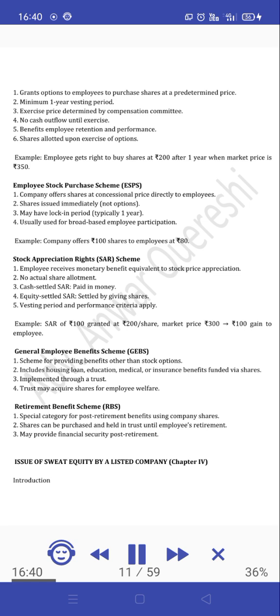General Employee Benefits Scheme, GEBS. 1. Scheme for providing benefits other than stock options. 2. Includes housing loan, education, medical, or insurance benefits funded via shares. 3. Implemented through a trust. 4. Trust may acquire shares for employee welfare. Retirement Benefit Scheme, RBS. 1. Special category for post-retirement benefits using company shares. 2. Shares can be purchased and held in trust until employee's retirement. 3. May provide financial security post-retirement.